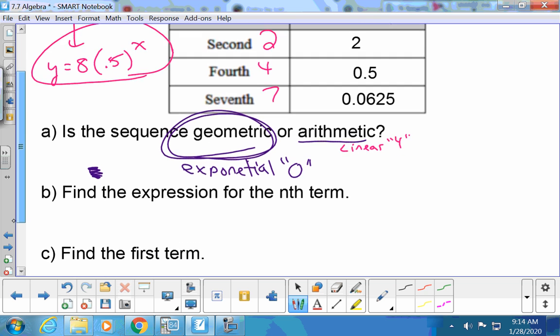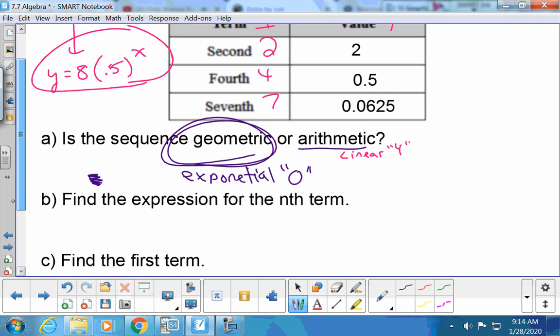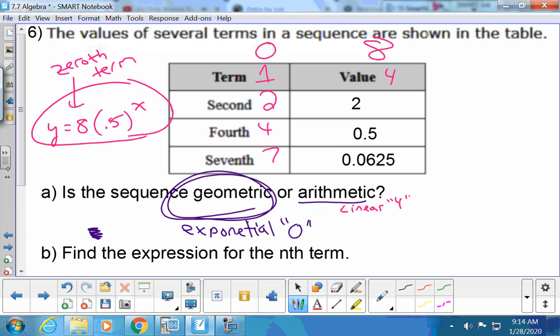Right, the first term, the 10th term. So if we wanted the 10th term, you just kind of want to think 7, 8, 9, 10. You can just keep doing your multiplying. Or I guess you could put what you would put in here, an 11. You'd have to offshoot it. 8 times 0.5 to the 11th.